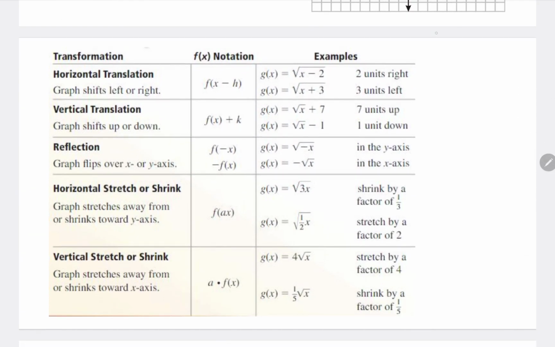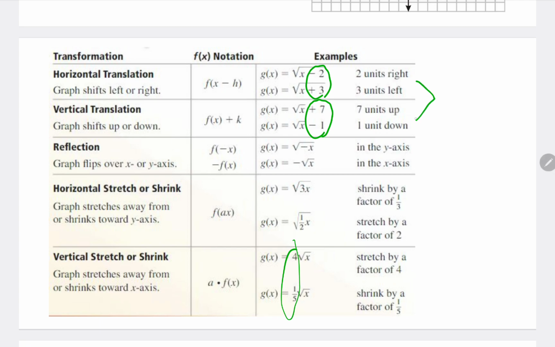All right, so these transformation rules are actually the same rules that we've done with other types of functions. If you are adding or subtracting to the inside of the square root sign or cube root sign, that's a horizontal translation, that's left or right. If you're adding or subtracting to the outside, that's up or down. And then all of these are the same too. Multiplying to the outside is a vertical stretch or shrink. Multiplying to the inside is a horizontal stretch or shrink. We've got the reflections. That's when you're multiplying by a negative.